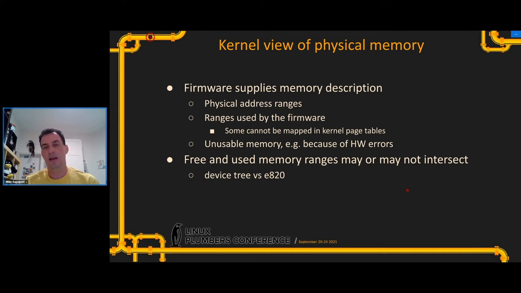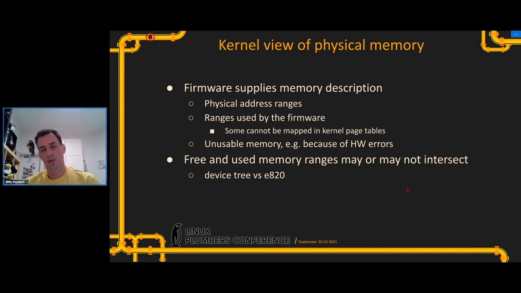What the kernel sees is actually not the real physical layout, but what firmware tells it. All the architectures have a mechanism to communicate with firmware what the physical memory extents are. Most of the time it boils down to defining physical memory address ranges. Firmware also tells what ranges are already used by it and shouldn't be touched by the kernel.